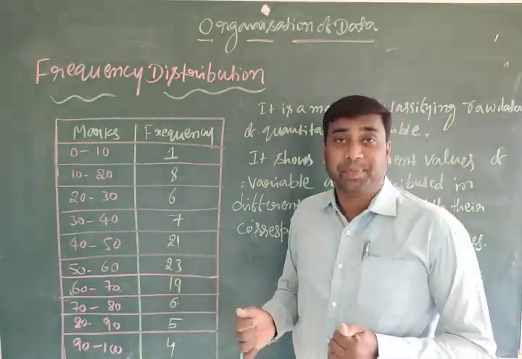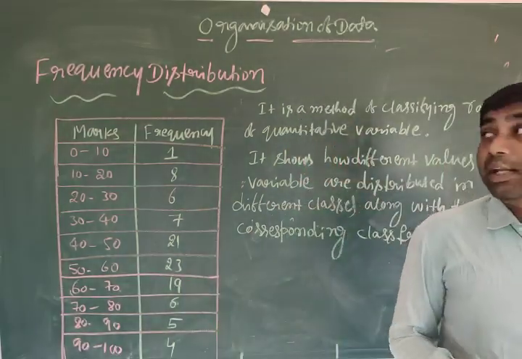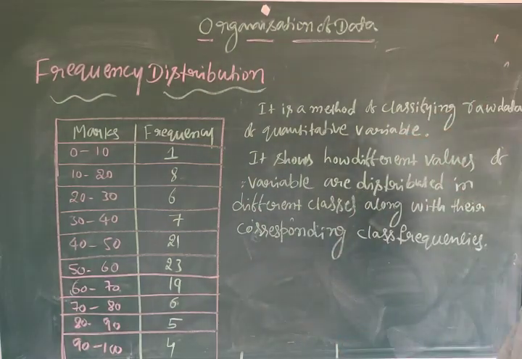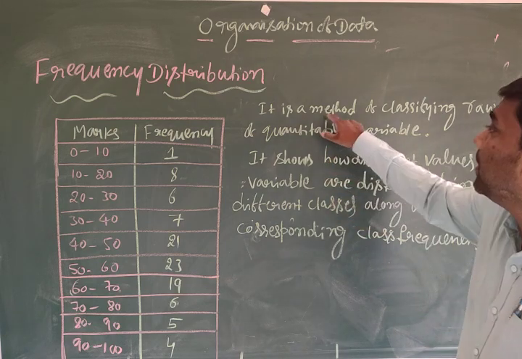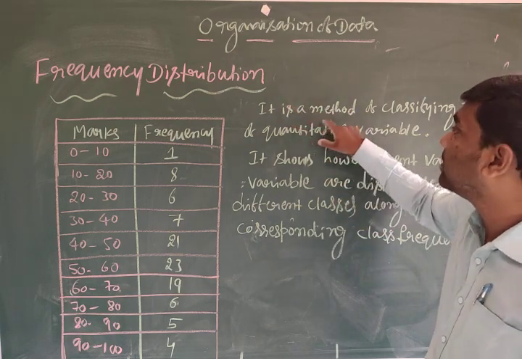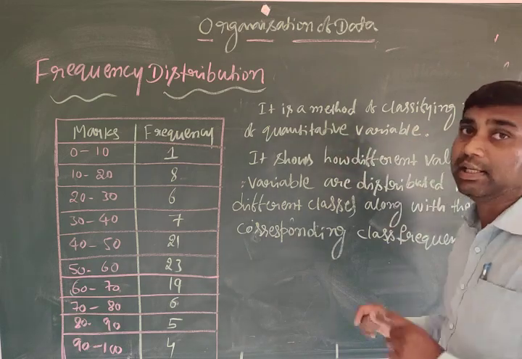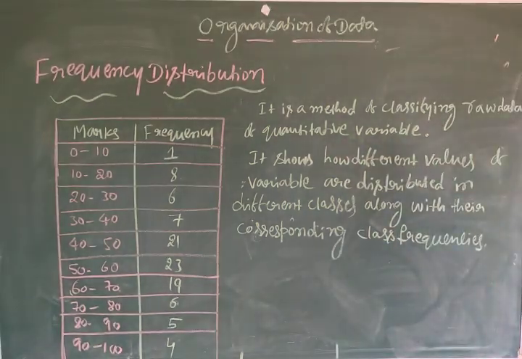So to understand that easily, we need to understand the frequency distribution. Frequency distribution is a method of classifying raw data of quantitative variable. It is a very important method. So we are discussing the frequency distribution.